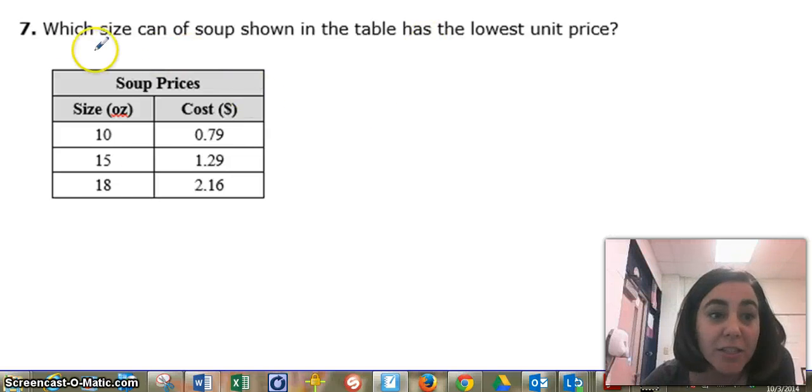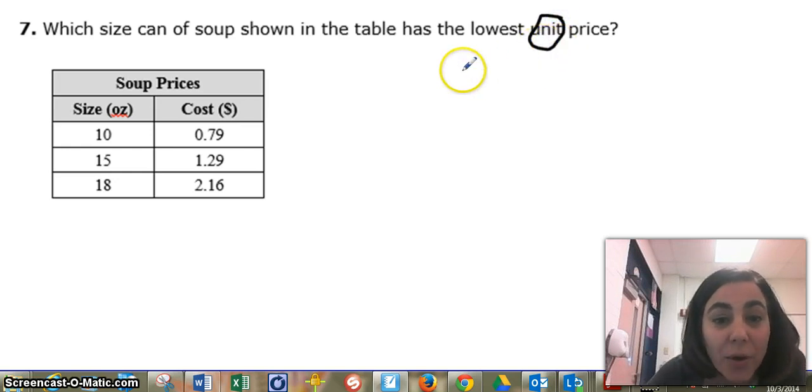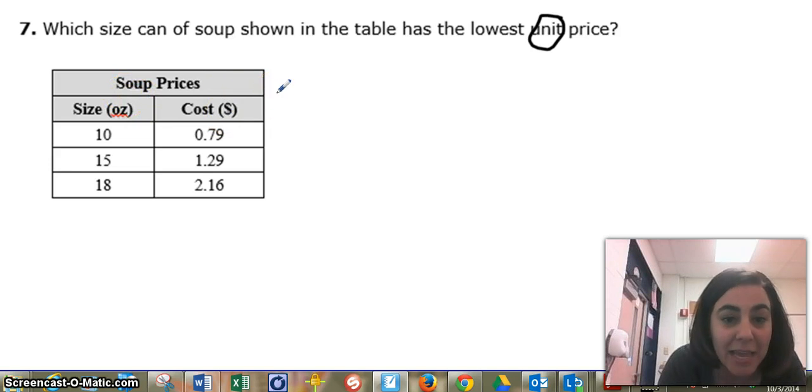Okay, guys, to solve this problem, it says which size can of soup shown in the table has the lowest unit price. I want you to focus in on this word unit. It's referring to a unit rate. We're going to get that from the table over here. The unit rate is the same thing as doing that y to x ratio.